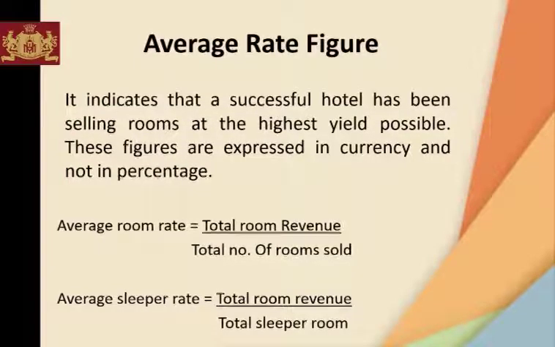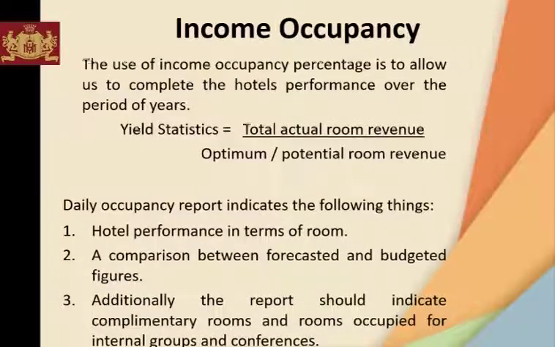To calculate the average room rate, the calculation is the total room revenue divided by the total number of rooms sold. It is also known as ARR. Then we have the average sleeper rate: the total room revenue divided by the total sleeper rooms.